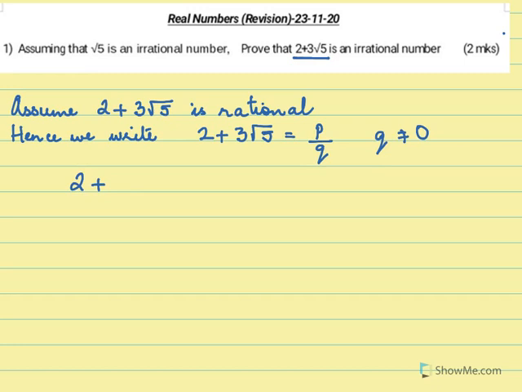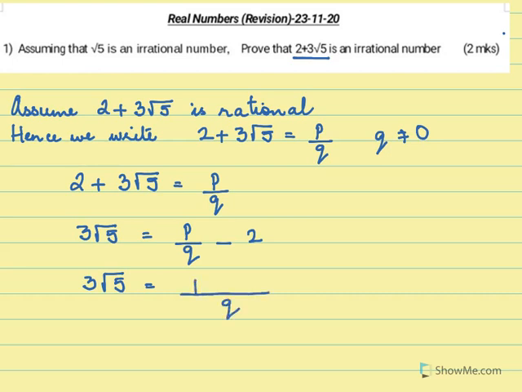So if 2 plus 3 root 5 equal to P over Q, we have 3 root 5 equal to P over Q minus 2. Taking LCM as Q, we get P minus 2Q over Q. So root 5 equal to P minus 2Q over 3Q.